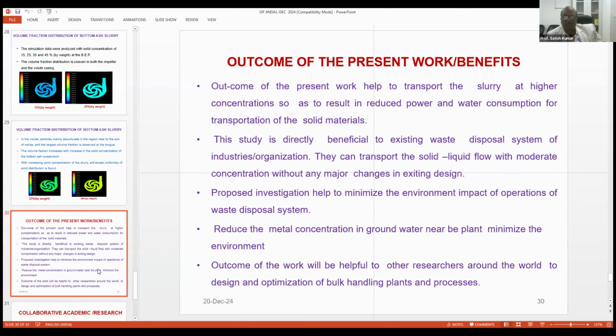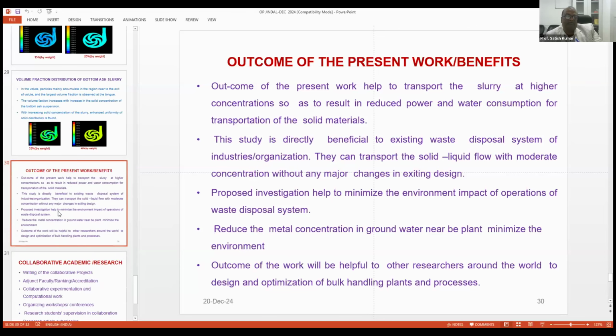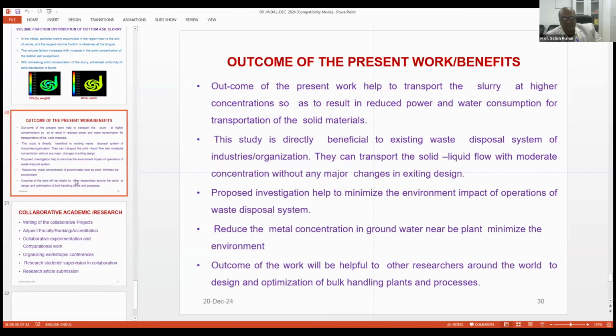And when we are able to transport the material at high concentration, obviously we can save the water. And when we save the water, the trace elements of the metal concentration we can also optimize and minimize, reducing the environmental impact of the operation. And the beauty of this work is that without any modification in the design, we can move ahead to improve the performance of our system. So this is the small discussion, 15-20 minutes.